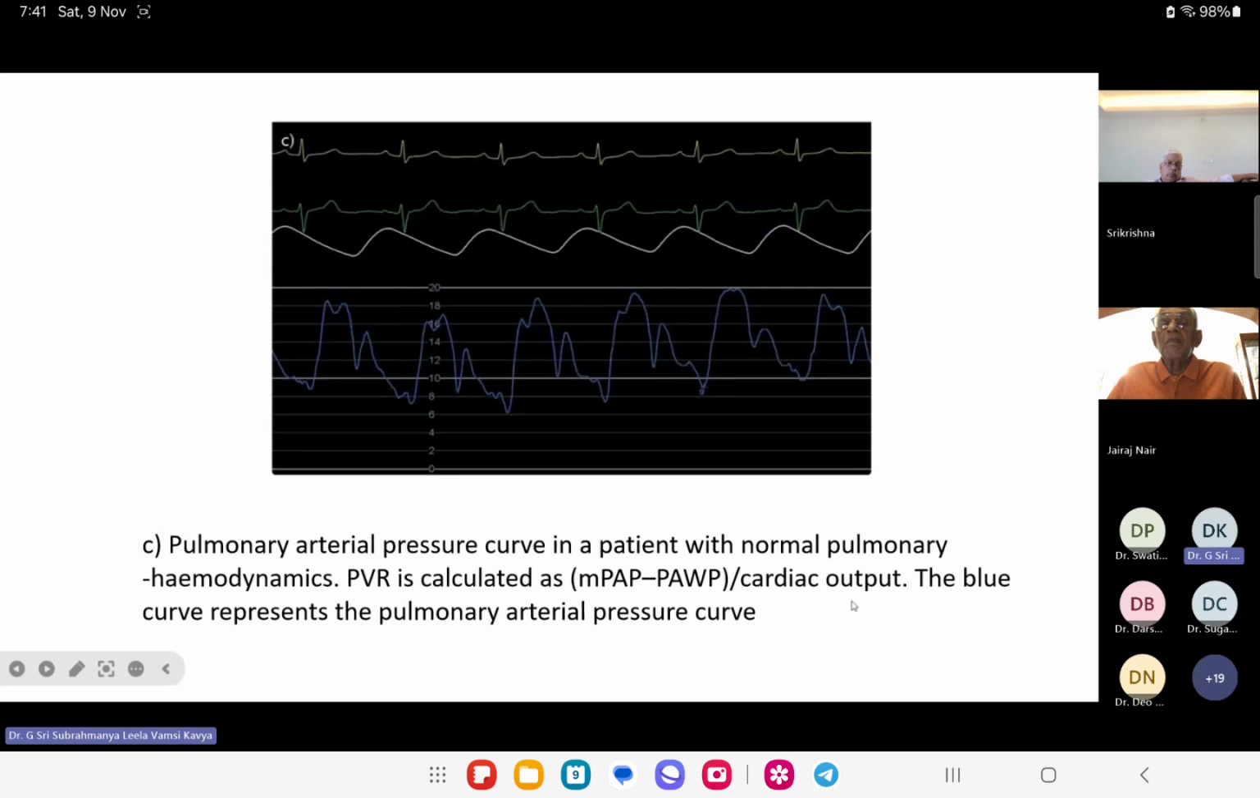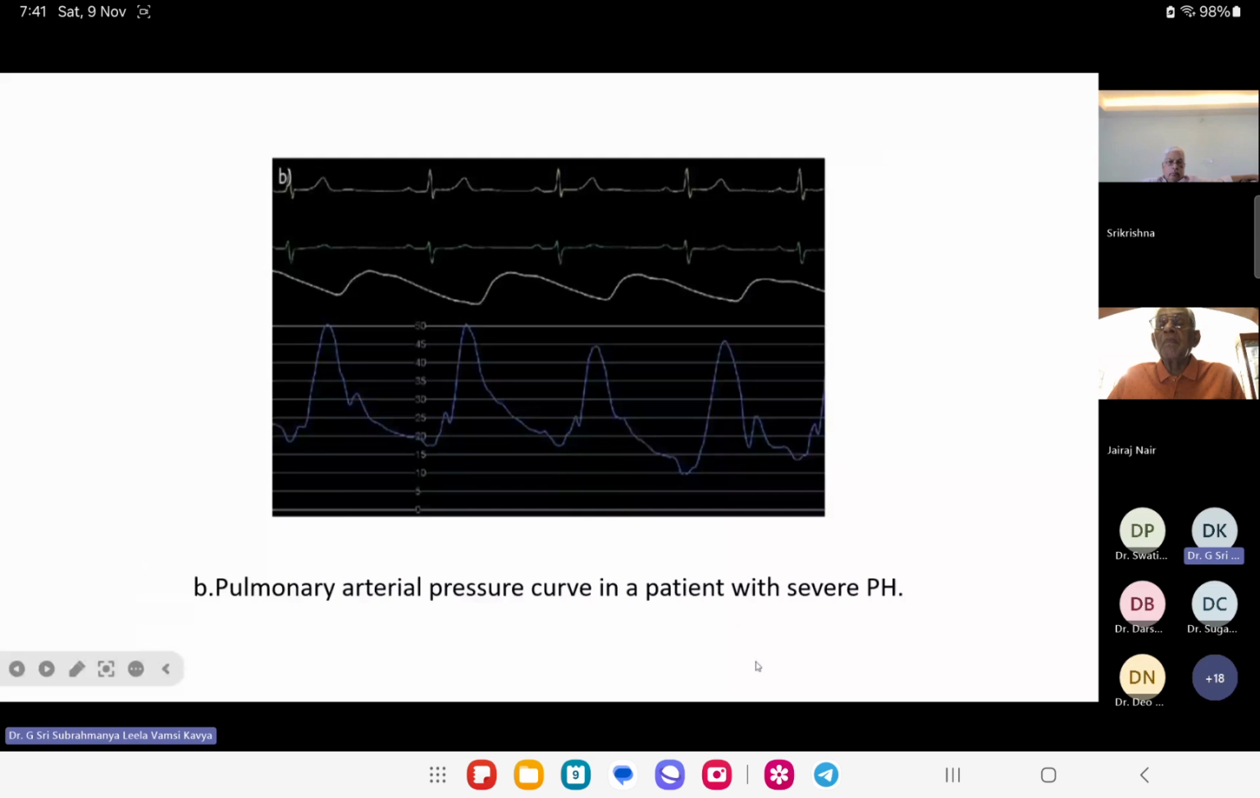These are the tracings in normal pulmonary hemodynamics. The pulmonary vascular resistance is calculated as mean pulmonary artery pressure minus wedge pressure divided by cardiac output. And these are tracings in a patient with severe pulmonary hypertension.